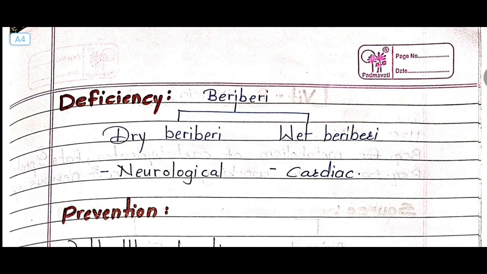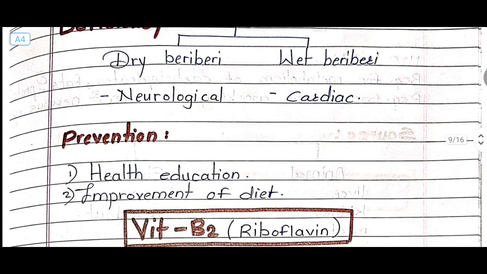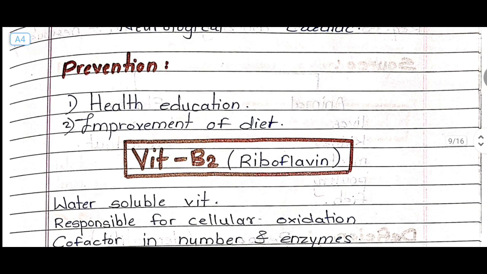Deficiency of vitamin B1 causes beriberi. There are two types, dry beriberi and wet beriberi. Dry beriberi is neurological and wet beriberi is cardiac. Prevention is by health education and improvement of diet.